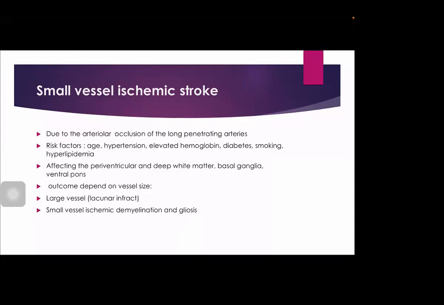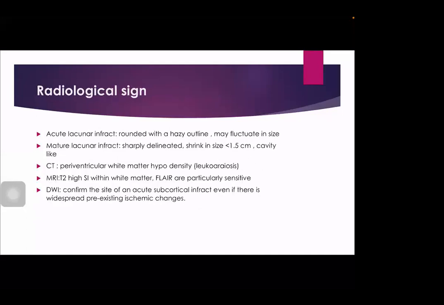It is due to arterial occlusion of the long penetrating arteries. Risk factors include age, hypertension, elevated hemoglobin, diabetes, smoking, and hyperlipidemia, affecting the periventricular and deep white matter, basal ganglia, and ventral pons. Radiologically, acute lacunar infarct appears as a rounded area with hazy outline, which may fluctuate in size, while mature lacunar infarct appears sharply delineated and is usually cavity-like.